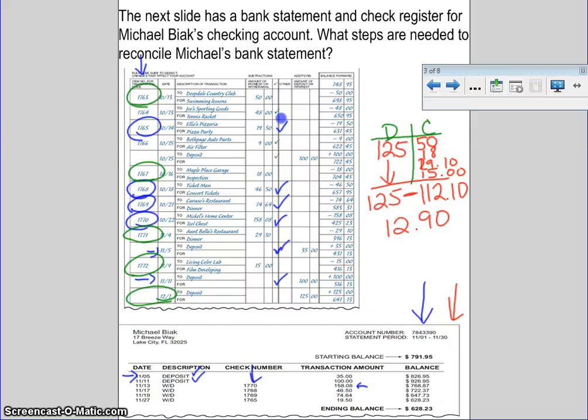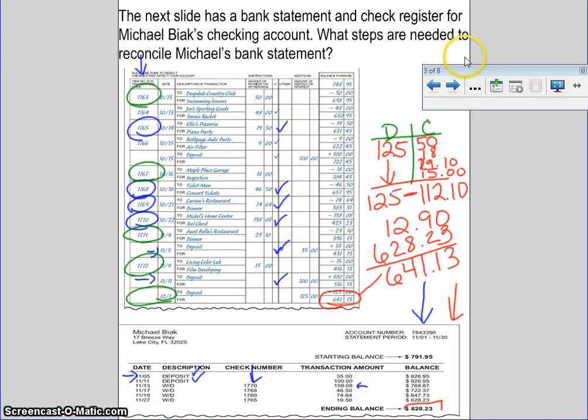Now notice here the ending balance is $628.23, but over here the ending balance is $641.13. Our goal is for both of those to match. So we're going to take that statement balance of $628.23 and add it to that positive $12.90. And when we do that, as it's coming down, you'll see that both values now match, and this checking account is reconciled to the bank statement.